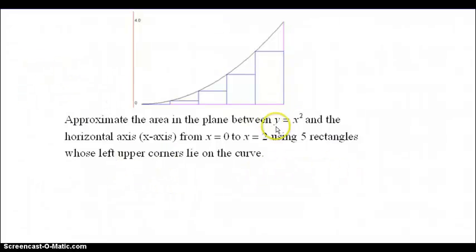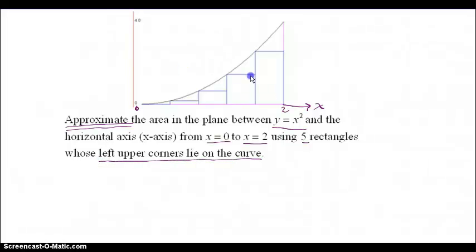So here we have the same function, but instead of going from x equals 0 to x equals 1, we're going from x equals 0 to x equals 2. We're using 5 rectangles. It says approximate, and it will be an approximation. Approximate the area in the plane between y equals x squared and the horizontal axis. Here's the horizontal axis. It comes on right here. From x equals 0 to x equals 2 using 5 rectangles whose left upper corners lie on the curve.